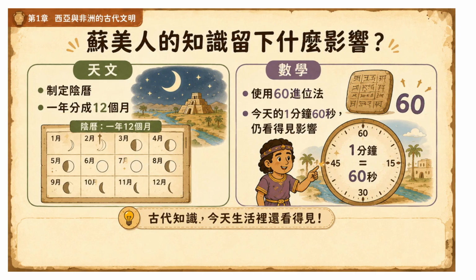This slide shows two important fields, astronomy and mathematics. The Sumerians created a lunar calendar and divided a year into 12 months. They also used a base 60 counting system.